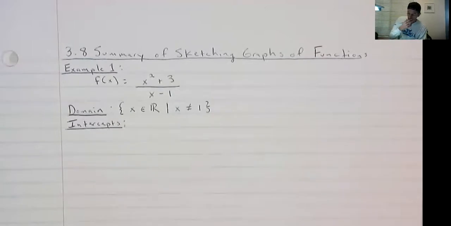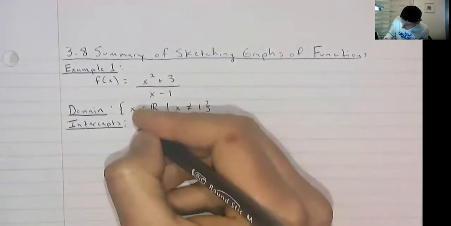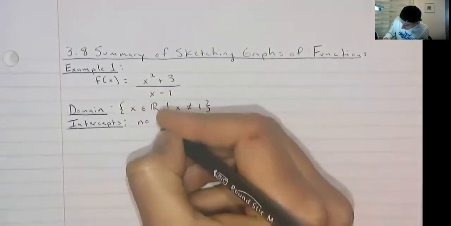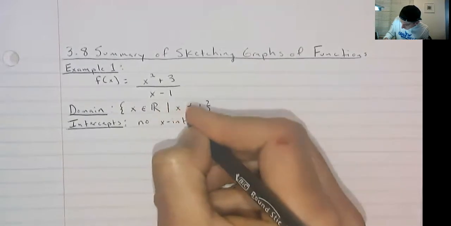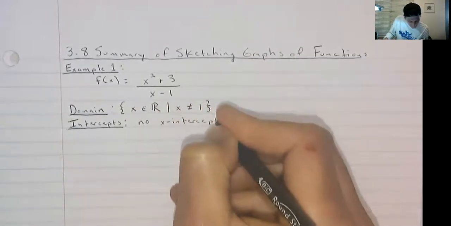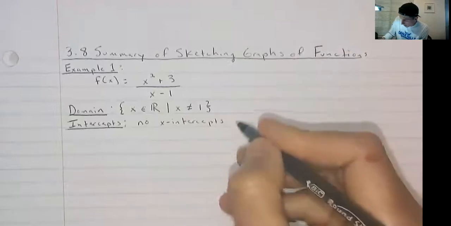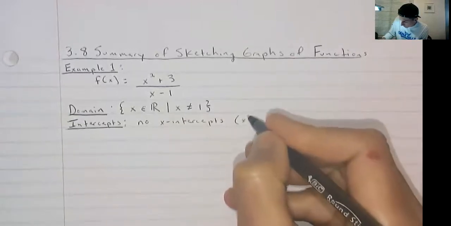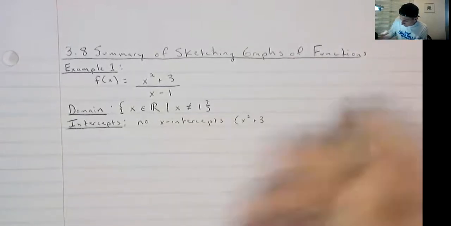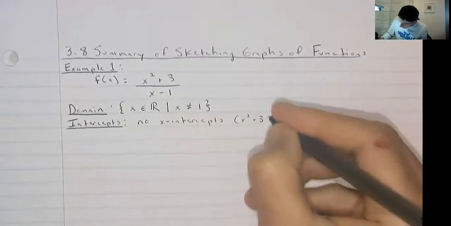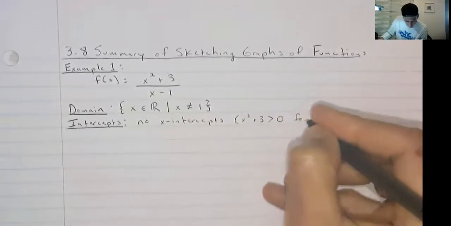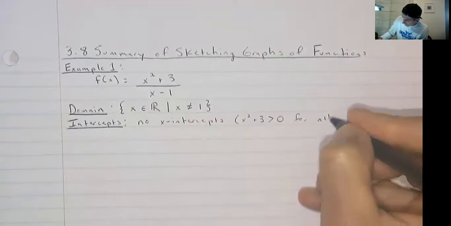So there are no x-intercepts. Kind of the rationalization we can say here is that x squared plus 3 is going to be greater than 0 for all x. Never going to be equal to 0.